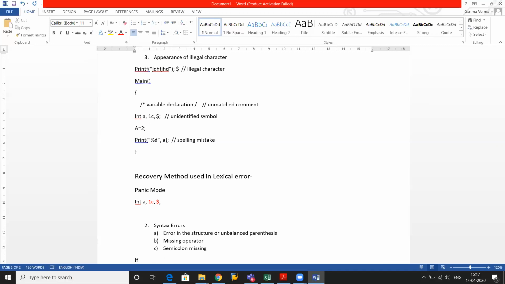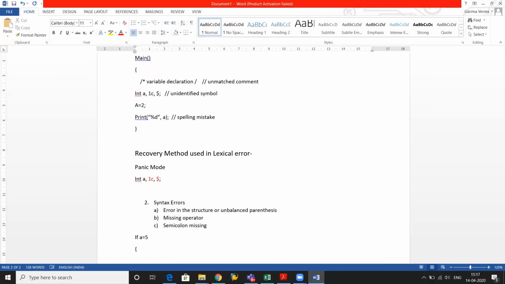Now let's take an example. Suppose I have written if a is equal to 5, and then I have written something, right? What is the problem? It is an illegal operator. Why? Because here you have put the assignment operator, whereas which operator should have been used? The equals-to operator, because you are comparing the left hand side with the right hand side.